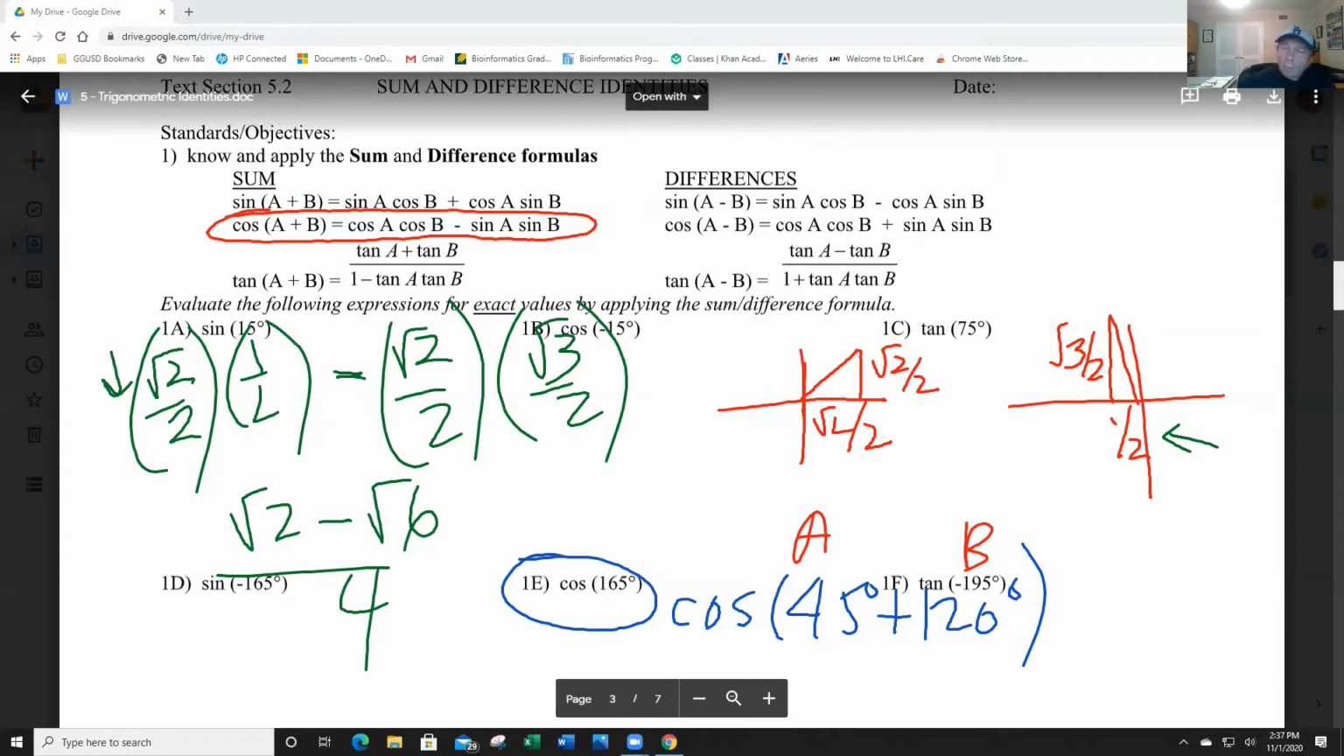In fact, real quick, it's going to be negative. I forgot this is negative down here. I'm glad I caught that negative down there. Negative radical 2 minus radical 6 over 4. Good catch on that. All right.